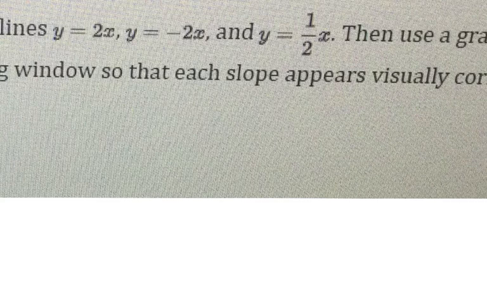Are any of them perpendicular? Which ones? Second one and the third one. y equals -2x and y equals positive 1/2 x. We would say those two are perpendicular because they have opposite reciprocal slopes. One is positive, one is negative, and they are reciprocals of each other.